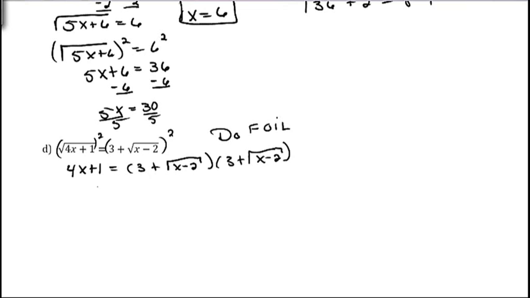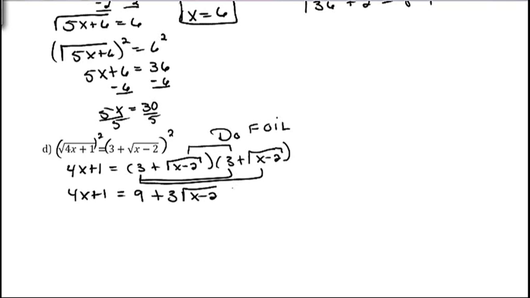Okay, so when we do FOIL, we're going to get 3 times 3, which is 9, and 3 times the square root of x minus 2. And here we'll get another 3 times the square root of x minus 2. And then the square root of x minus 2 times the square root of x minus 2 is just going to be plus x minus 2.